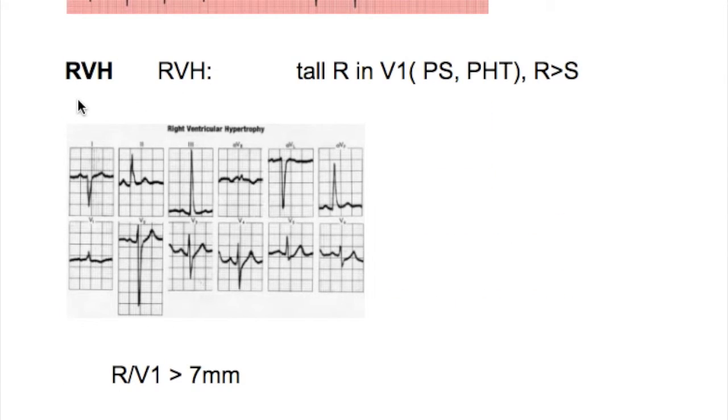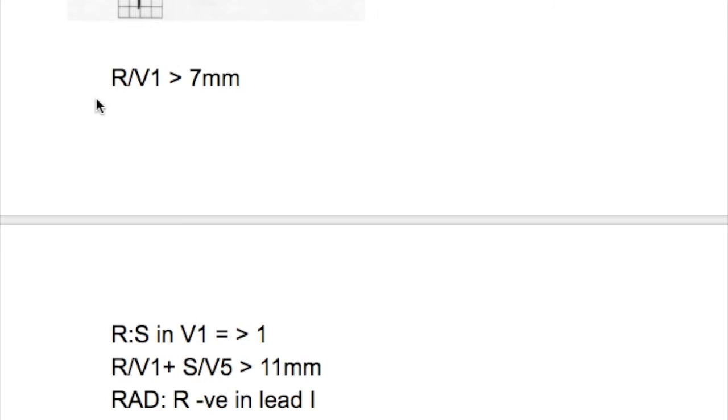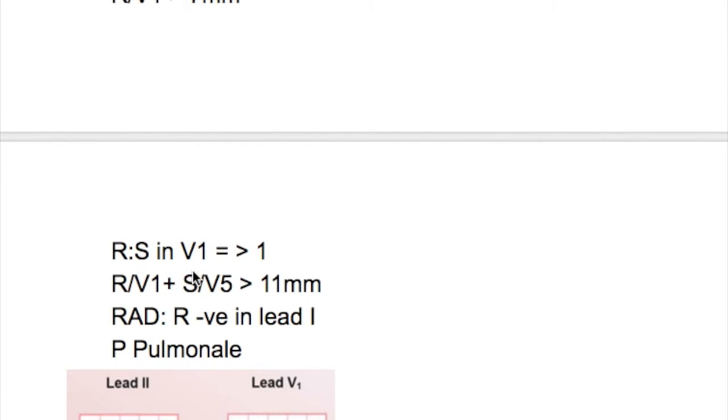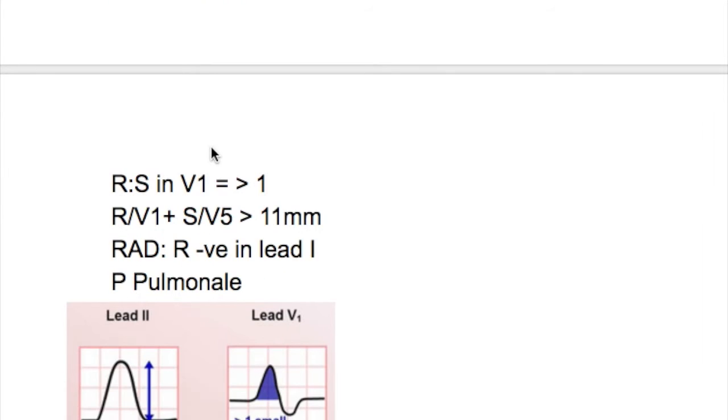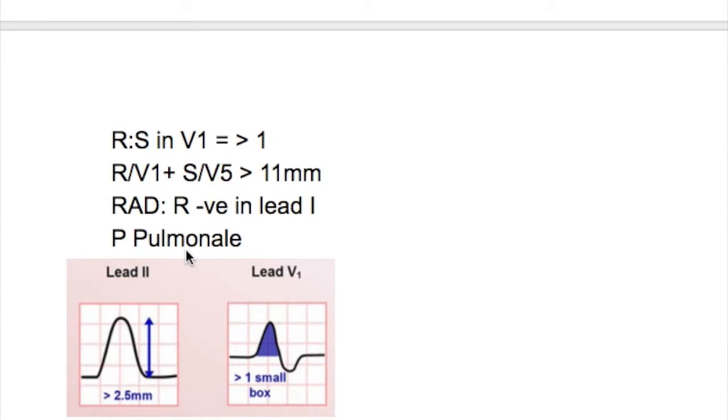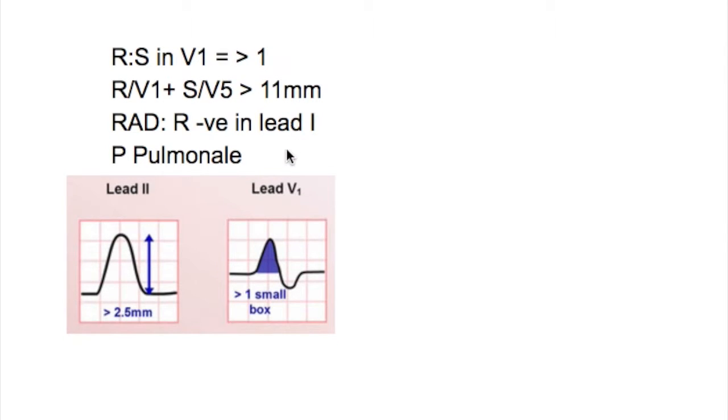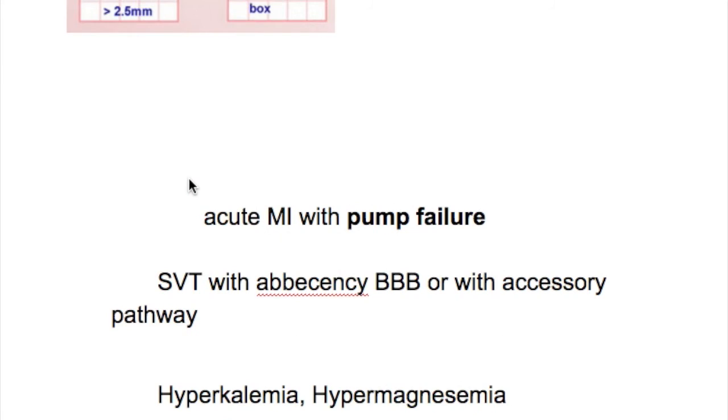And what are the criteria for right ventricular hypertrophy? This is also a cause of wide bundle branch block. R in V1 is more than 7, or R to S ratio in V1. I'm just repeating it. We already have discussed it in the other videos. R in V1 plus S in V5 is more than 11, and there is a right axis deviation with a R negative in lead 1, and there is a P pulmonale.